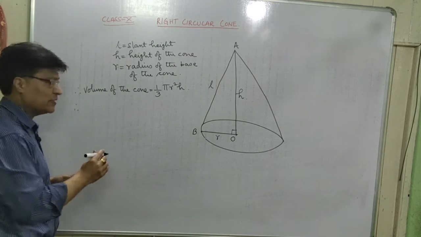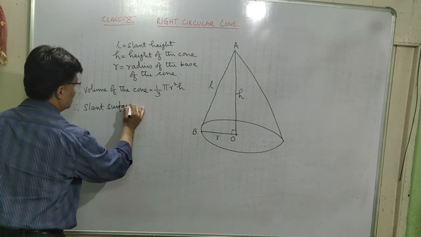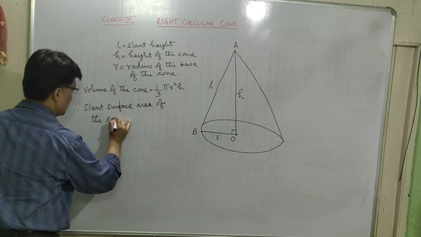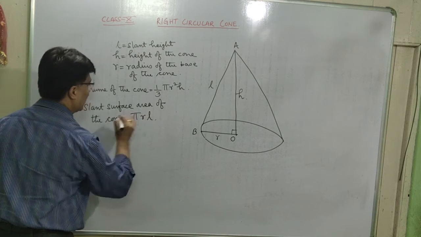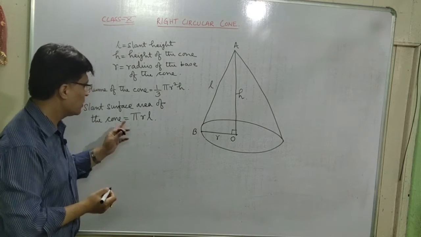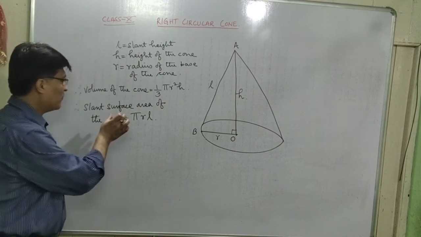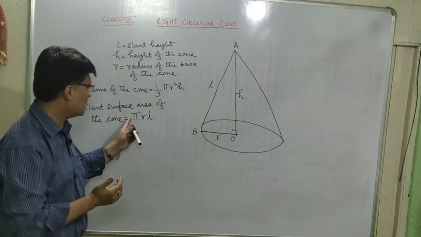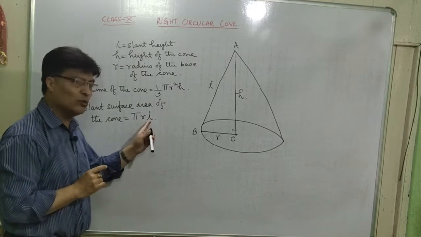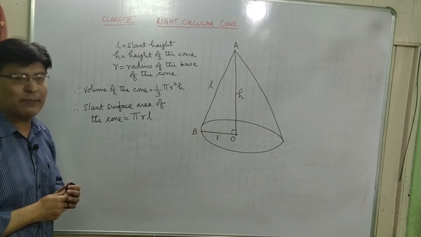So what is the formula for slant surface area? So slant surface area of the cone is equal to pi r L. Pi r means semi perimeter of the base into L means slant height. You know that the perimeter of the circle, or the circumference of the circle, is 2 pi r. If you write only pi r, that is half of 2 pi r. This pi r will give you the semi perimeter of the circular base into L, where L is the slant height. Is that clear? So what is the formula for slant surface area of the cone? It is pi r L.